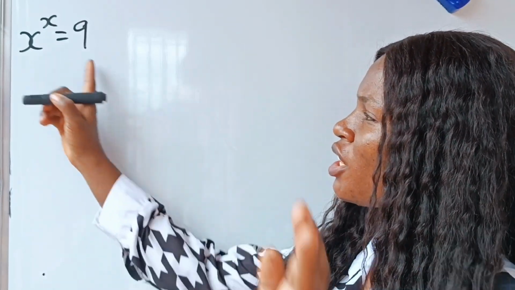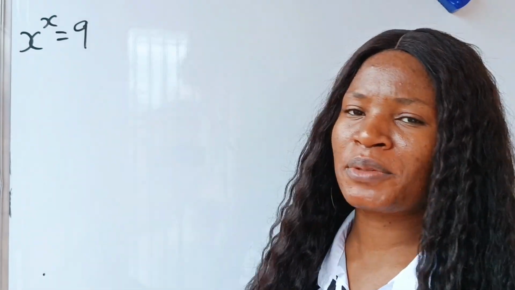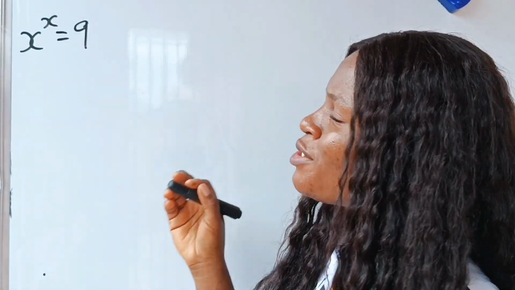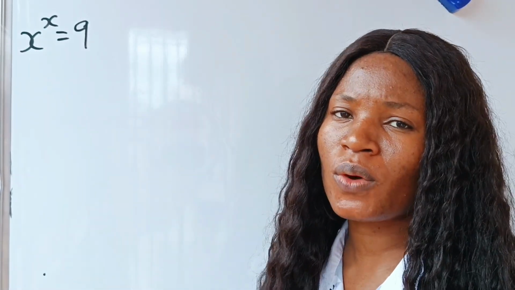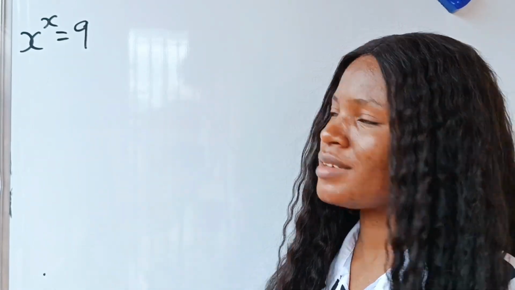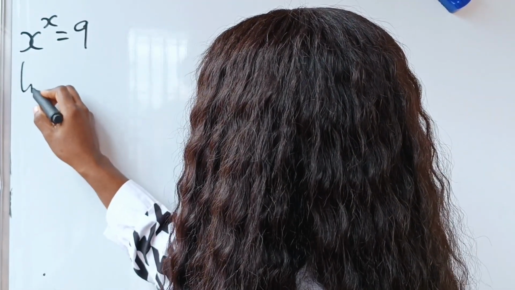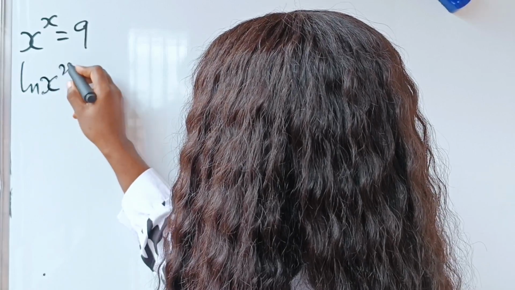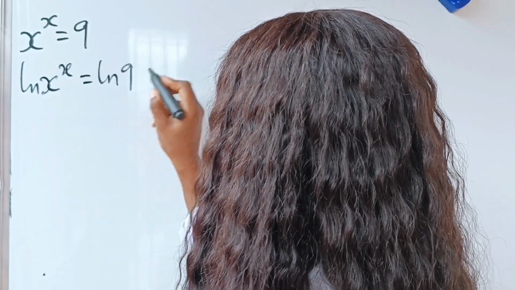The first thing we need to do is, we don't have any option here but to either introduce our ln or to introduce our log, but the only option that is available right now is our ln. So let's introduce ln to both sides of the equation. Okay, is equal to ln 9.